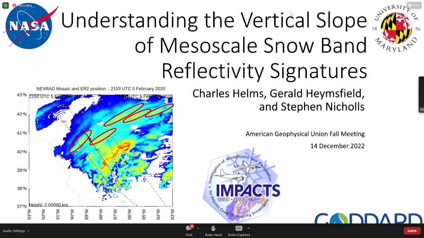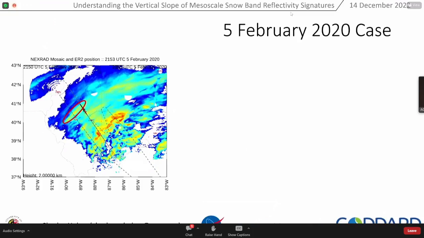I want to acknowledge my co-authors Jerry Heymsfield and Stephen Nichols, as well as the entire team behind the NASA IMPACTS field campaign, which collected a lot of the data that I'm going to be presenting here. As the title says, I'm going to be focusing on the vertical slope of mesoscale snow band reflectivity signatures, and specifically on this Midwest snowstorm case that occurred on the 5th of February 2020. In this NEXRAD reflectivity mosaic, I've highlighted a number of these mesoscale snow bands, although for this talk I'm just going to be focusing on this specific snow band.